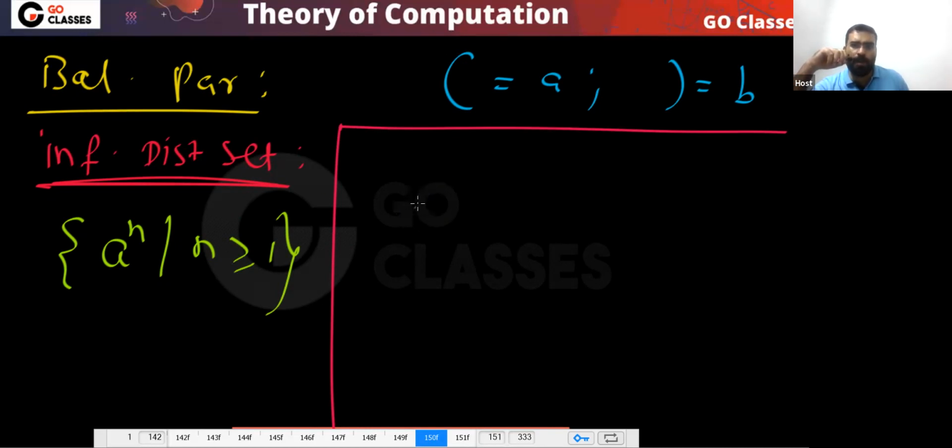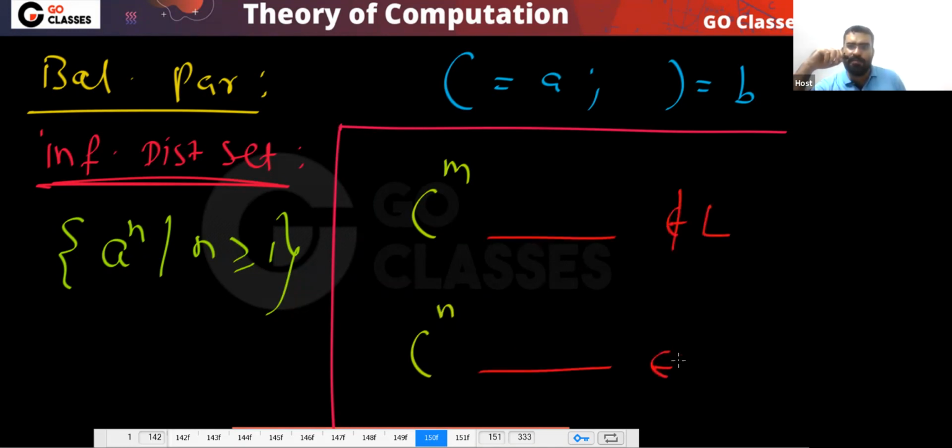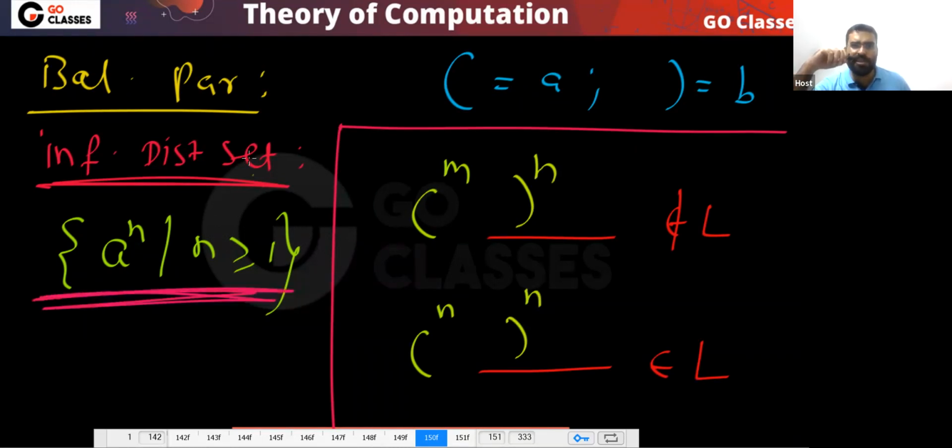Because I can say this is open bracket power m, and this is open bracket power n. Then which string will distinguish them? I can say close parenthesis power n will distinguish them. So can I say this is an infinite distinguishable set? Yes or no?